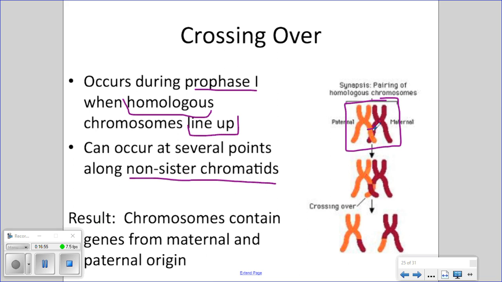So you can get that crossing over at that chiasmata, where a portion of, in this case, the red chromosome will now join up with the orange chromosome, and a portion of the orange chromosome now joins the red chromosome. And so now the result is that you get chromosomes that contain genes from maternal and paternal origin. So this chromosome that was originally paternal and the other chromosome that is maternal, the end result is that you get a mix of paternal and maternal chromosomes.